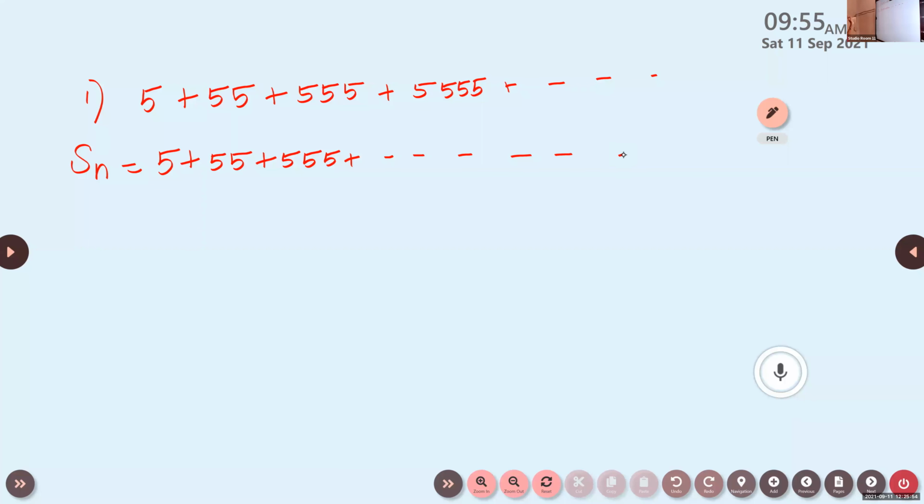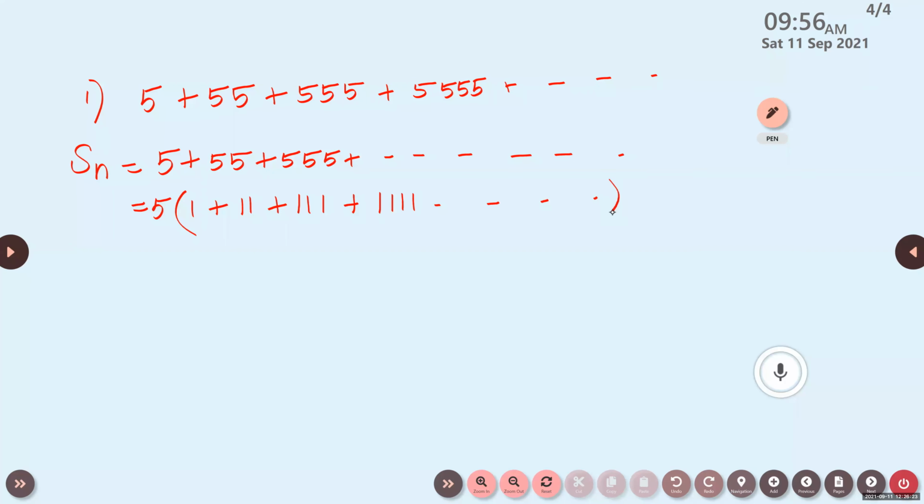Listen, children. The first thing is, instead of 5, although it may be 6 plus 66 plus whatever it may be, first you take the number outside. For example, here 5, 55 and so on. So what I'm going to do, I'm going to take 5 as common. So what you will get? 1 plus 11 plus 111 plus 1111. Is it okay? The first step, is it okay?